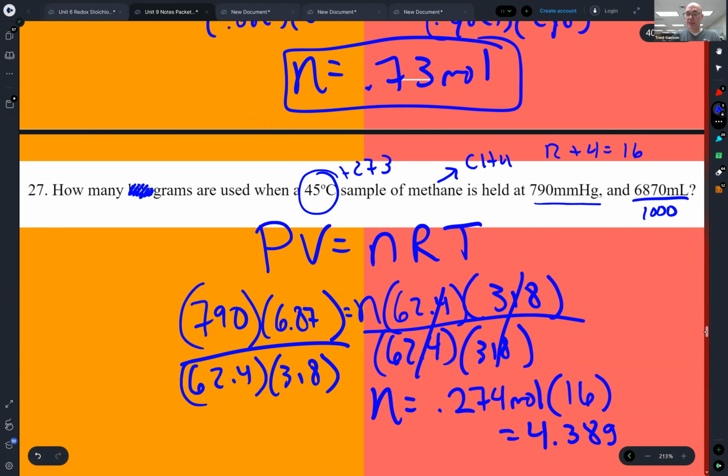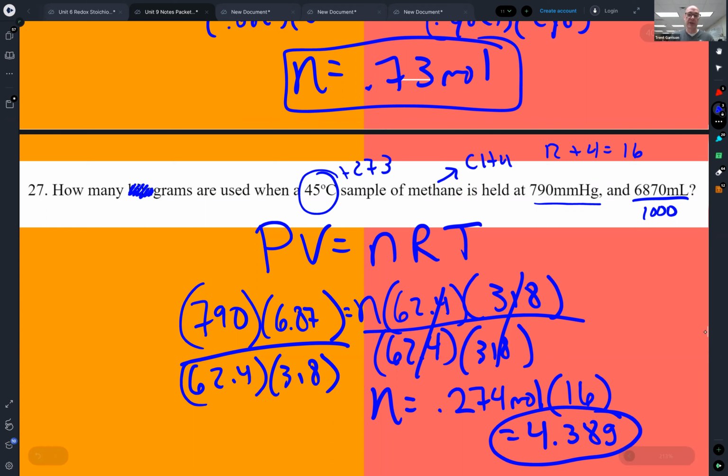4.38 grams. This is everything that I wish to share with you about part 1 of the ideal gas law, of gas laws in general. We will break this down further in the next topic.